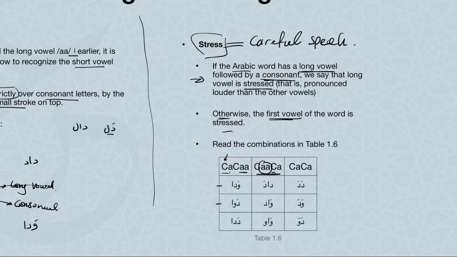This one, of course, the second rule or the second condition is met. There's a short vowel, there's no long vowels, so I would say dada, wada, and dawa. Dawa. Dawa. It's very short.